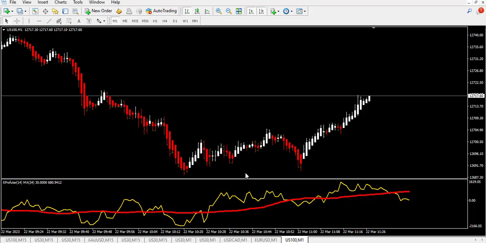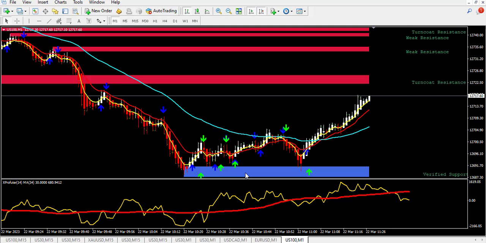This is all the indicators I use for this particular strategy. Make sure you pause the video and set it up accordingly.